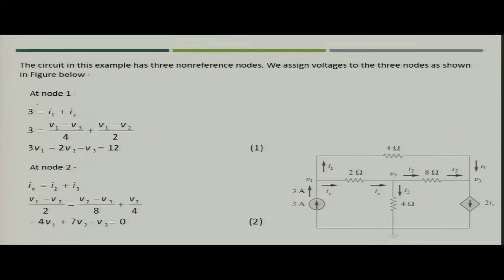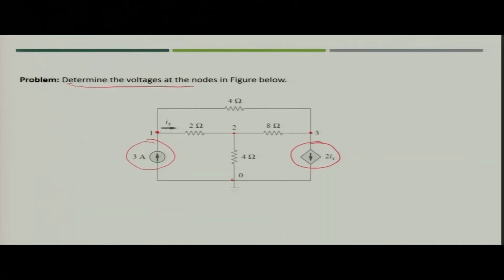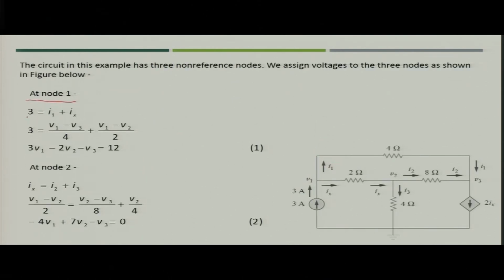What will you get from node 1? In case of node 1, say this current is Ix, this is I, and this you may take as another value, I1. So, what will happen is that you can simply write that 3 ampere current is going in and I1 and Ix are going out. So, you will write it as I1 plus Ix.